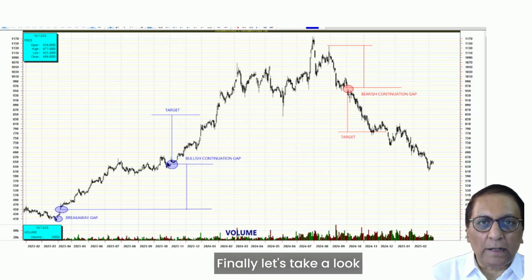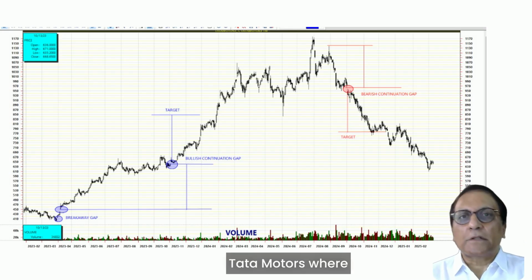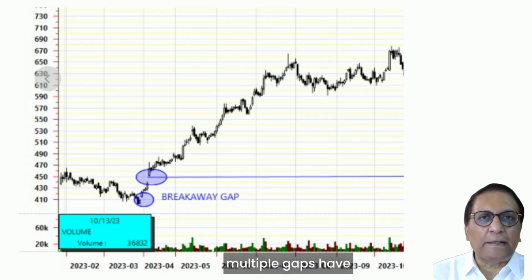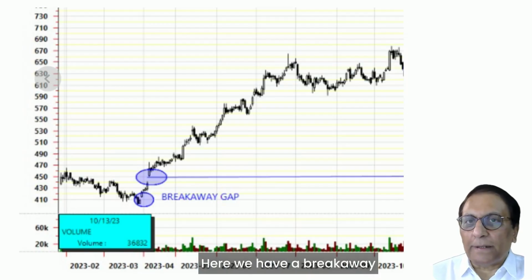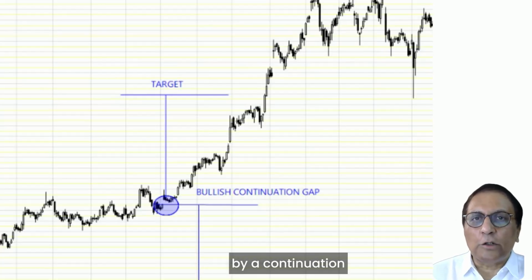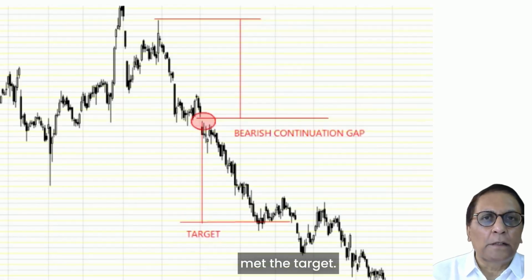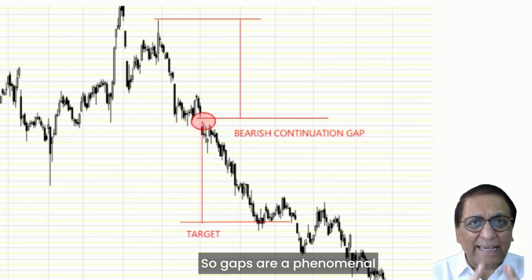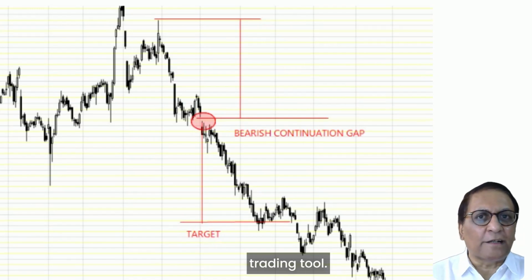Finally, let's take a look at a third chart of Tata Motors, where multiple gaps have been shown to you. Here we have a breakaway gap followed by a continuation gap which comfortably met the target. Here again a bearish continuation gap which again met the target. So gaps are a phenomenal trading tool.